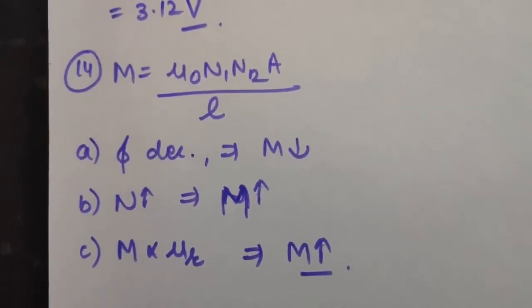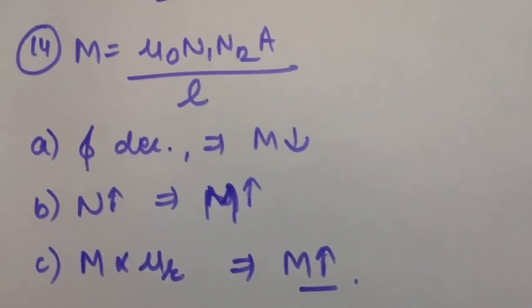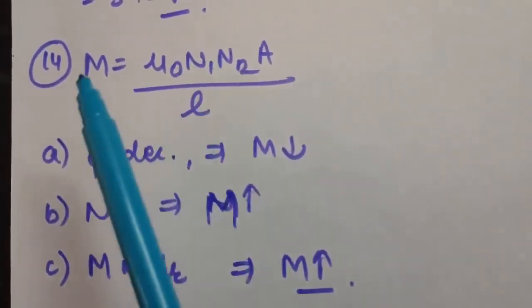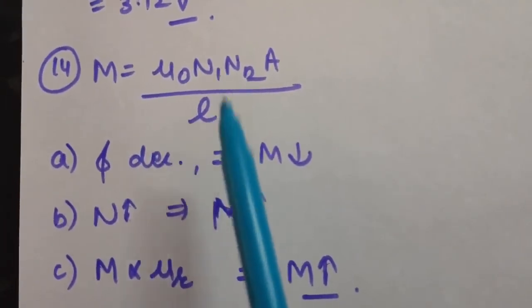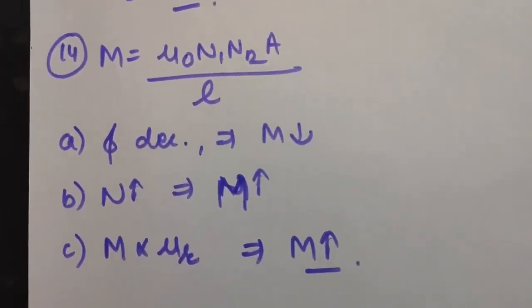Okay. B part says what will be the effect on mutual inductance if the number of turns is increased. Now see, if N is increasing and because M is directly proportional to N, that means mutual inductance will also increase. Okay.